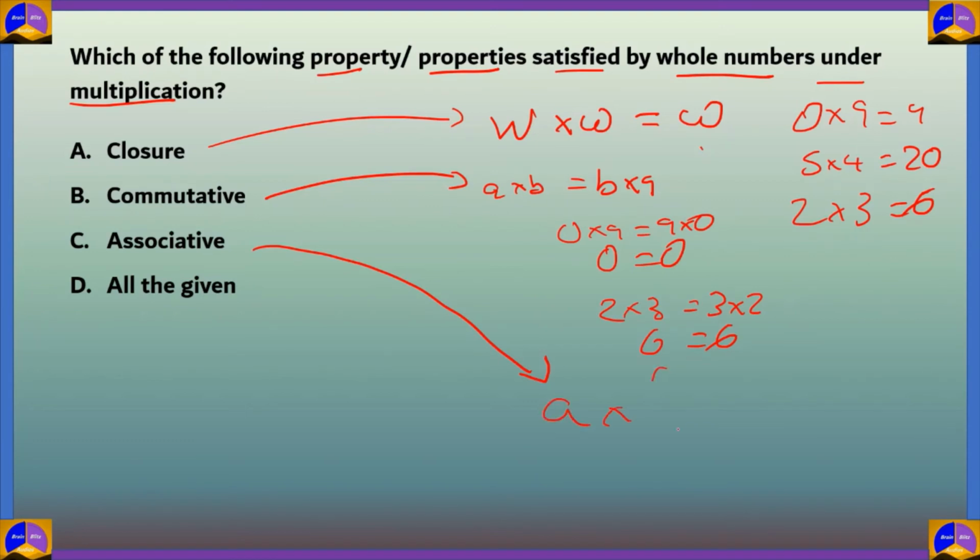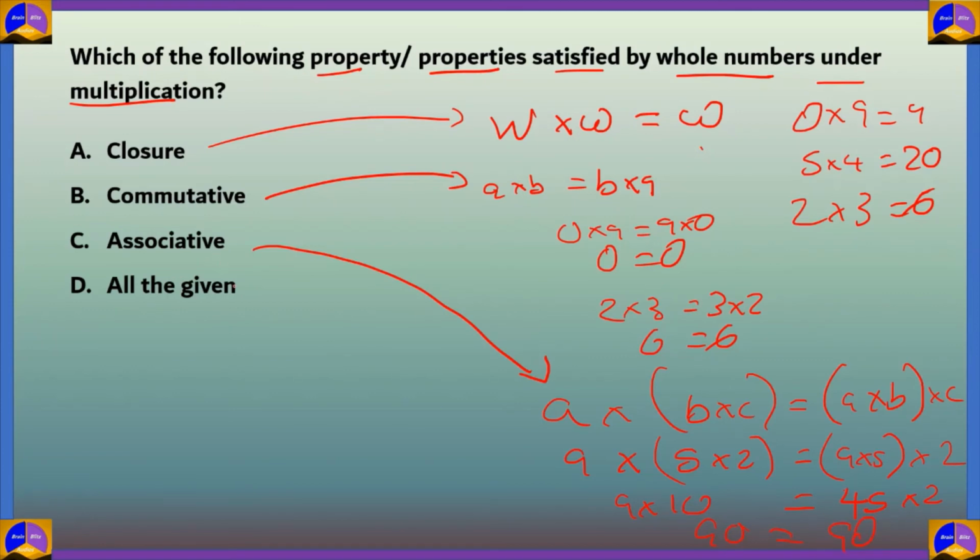Now the associative property suggests that A times (B times C) equals (A times B) times C. Now this is true. 9 times (5 times 2), and (9 times 5) times 2. Now let's go to 9 times 10. Now 9 times 5 is 45 times 2. Now 9 times 10 is 90, and 45 times 2 is also equal to 90.